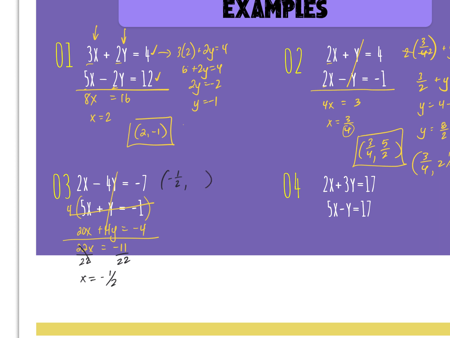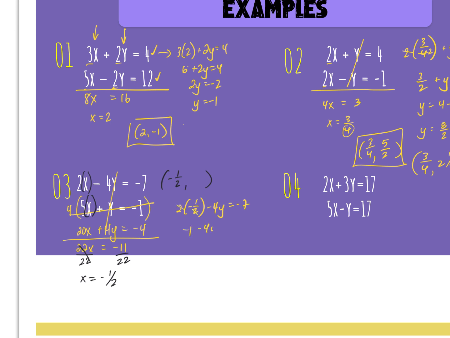So again, I'm going to ask myself, where would I rather plug this x in? Would I rather plug it into here and multiply negative 1/2 by 5 and get another fraction? Or would I rather plug it in here where the 2 and the denominator of 2 will cancel out? Obviously, I'm going to rather plug it into there. So I'm going to do 2 times negative 1/2 minus 4y equals negative 7.